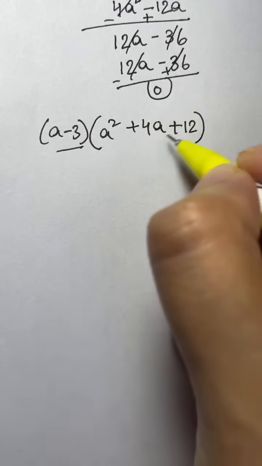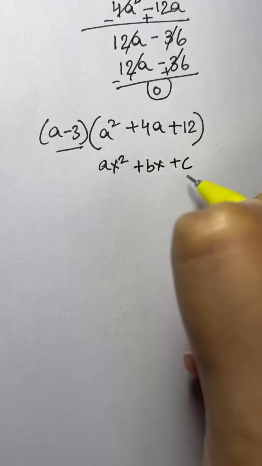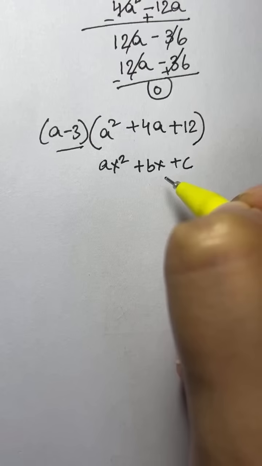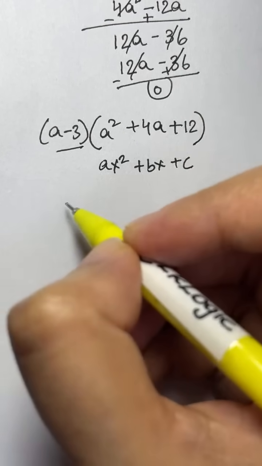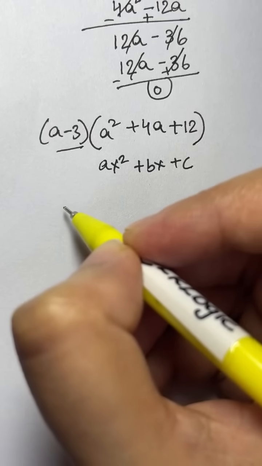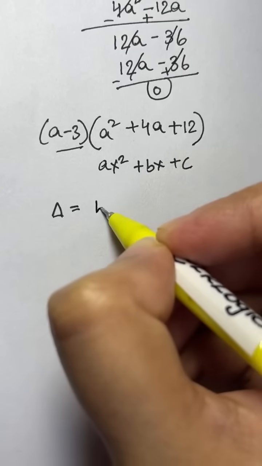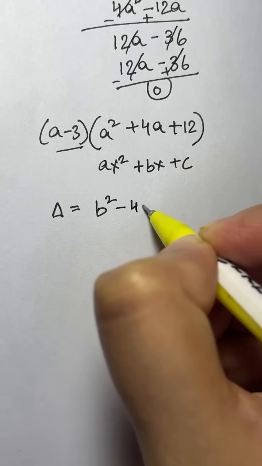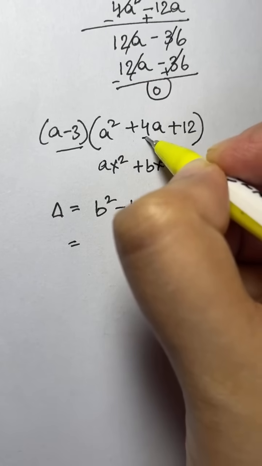Here this is in the form of ax square plus bx plus c. So you can use your quadratic formula. What's your quadratic formula? Now let's see if the discriminant is less than 0, greater than 0, or equal to 0. Discriminant means you need to write down b square minus 4ac. Just find out b square minus 4ac. What's your b? b is 4.